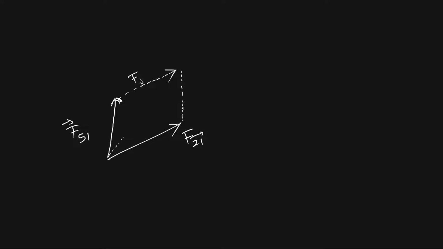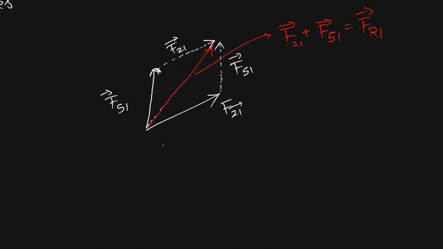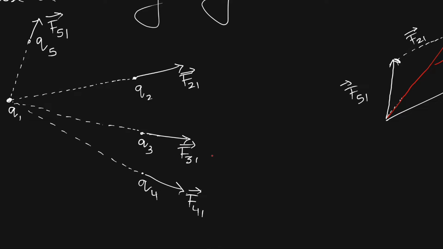This is the F21 vector, and this is the F51 vector, and this is the resultant of these vectors. Let's suppose I say that this resultant is the F21 vector plus the F51 vector. Let's suppose I name it the FR1 vector, and then again I take the F3 vector.